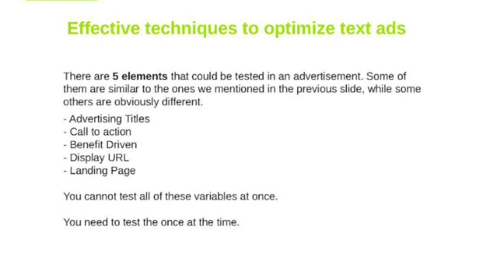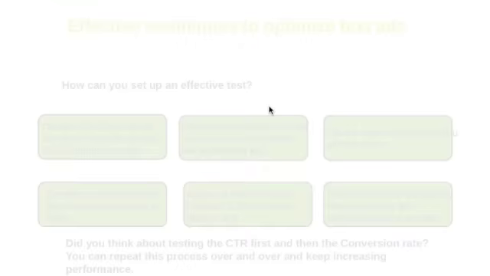Then you need to also include a display URL, and the display URL of course is the green one in the ad. So it's not actually the landing page, but it's the URL you display on your advertisement when a person performs a search on Google. And finally, the landing page is the page you make them land on. So focus on these 5 elements and do not test them all at once. Of course, you need to test them one at a time in order to have statistically relevant results.